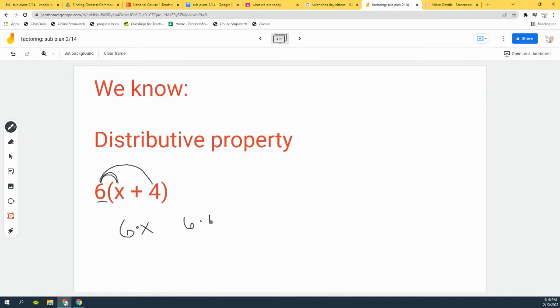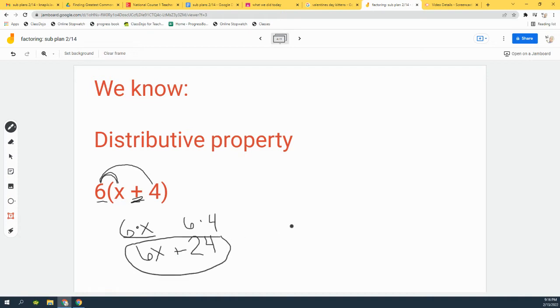6 times 4. Well, we know 6 times x is going to be 6x. We don't know the variable. And 6 times 4 is 24. We also know to look in our original expression that we have an addition sign here, so we are adding here. And that is your answer.